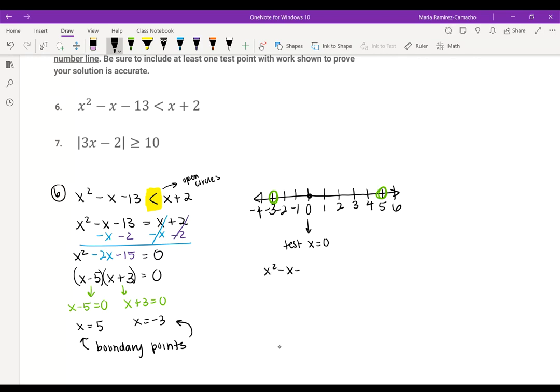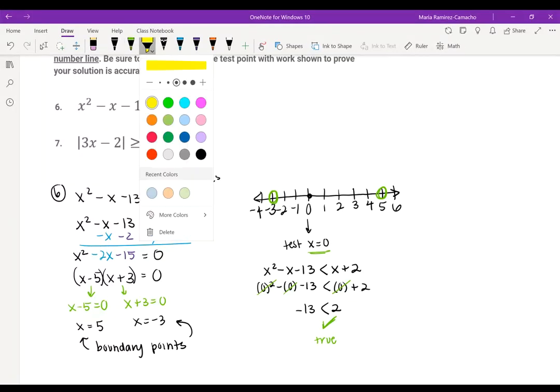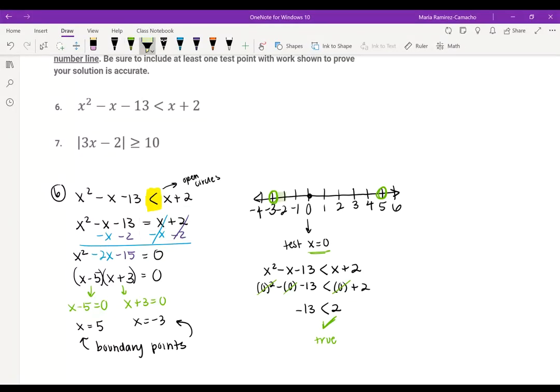x squared minus x minus 13 is less than x plus 2. Okay, 0 squared minus 0 minus 13 is less than 0 plus 2. These terms all cancel out, so we're left with negative 13 is less than 2, which is a true statement. So that means we will shade the region where x equals 0 is, so in the middle.